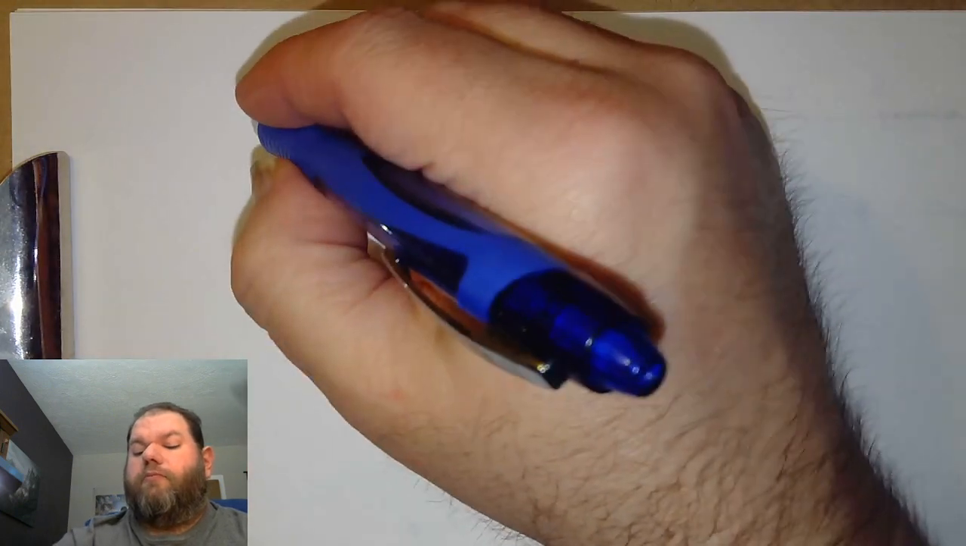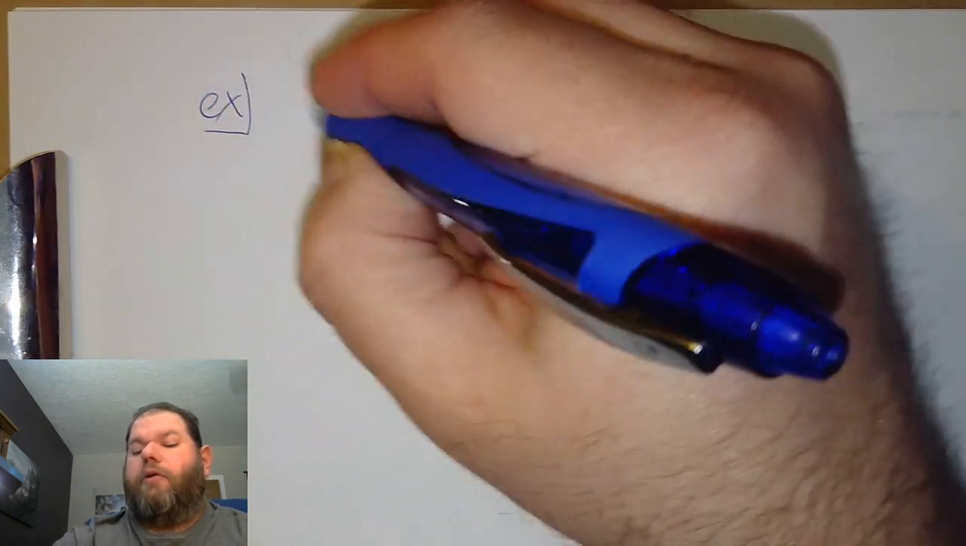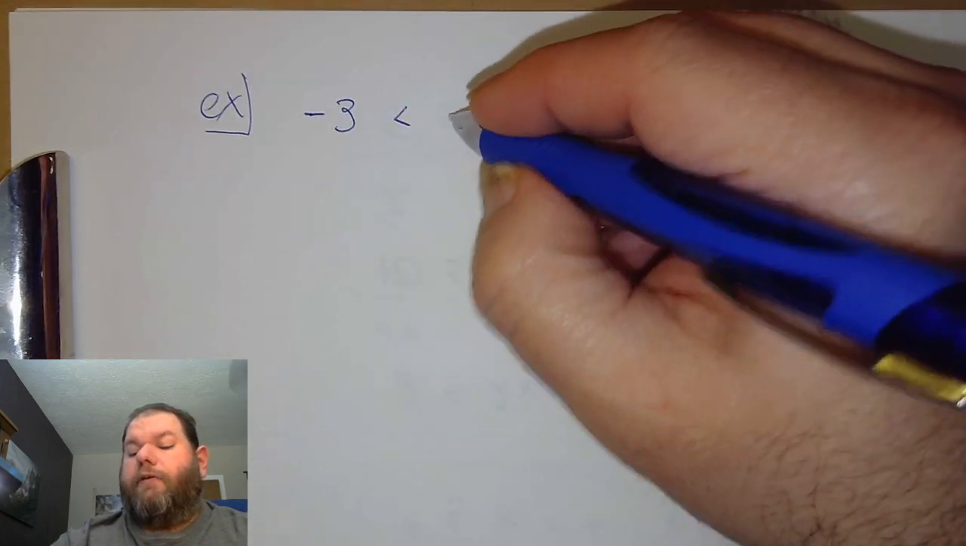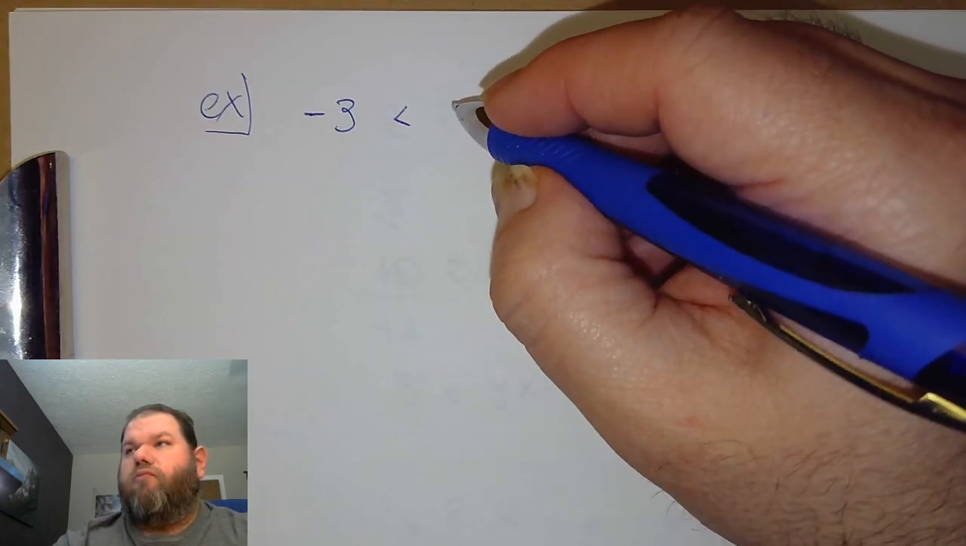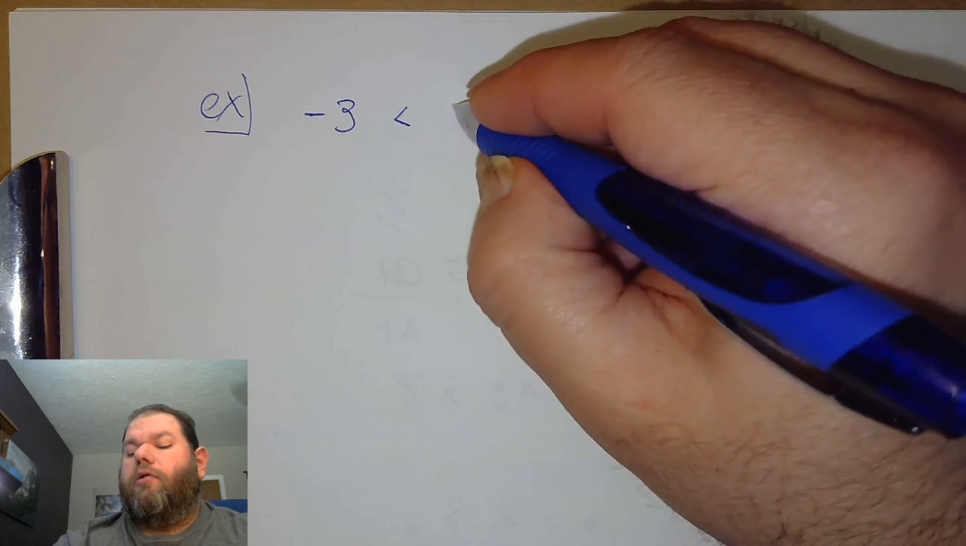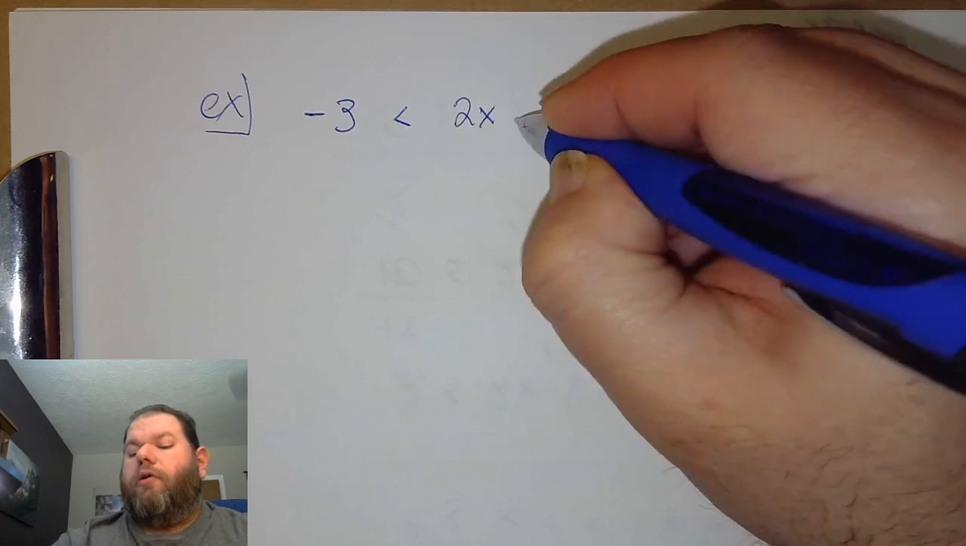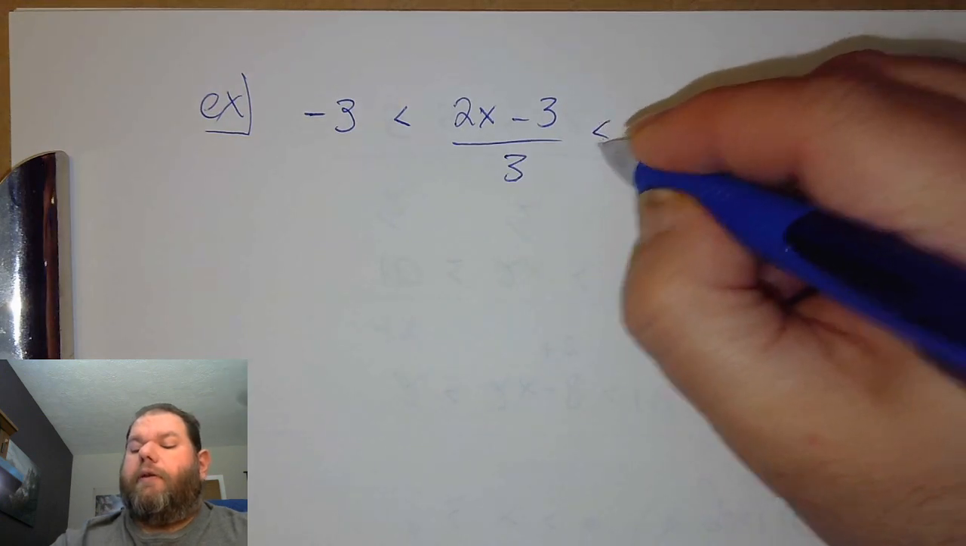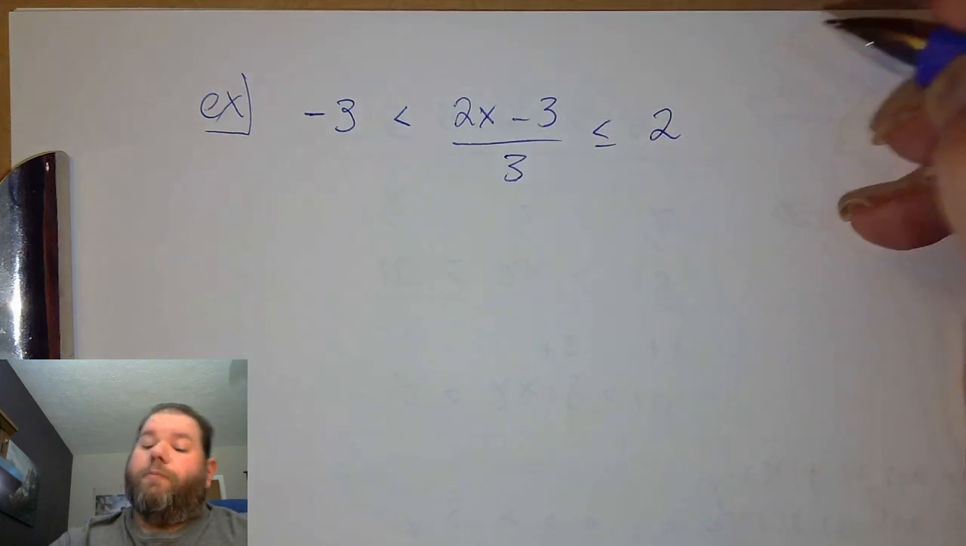Another example. Let's say -3 is less than (2x minus 3) over 3, which is less than or equal to 2.